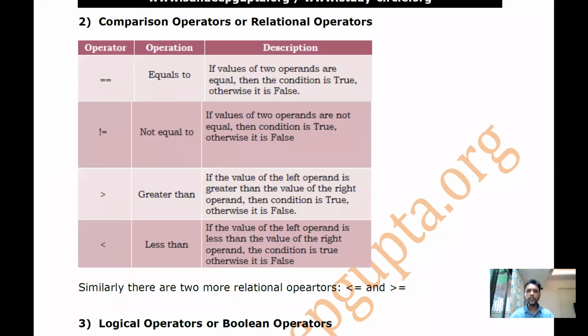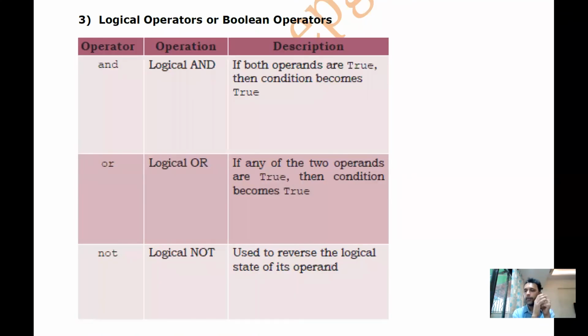Now, let's turn our attention to the next table in the printed notes, which is called logical operators or Boolean operators. Is it there in front of you? All right. Now, we have 3 logical operators, also called Boolean operators in Python. And these 3 are and, or, and not. The and will do the work of logical AND, or will do the work of logical OR, and not will do the work of logical NOT.